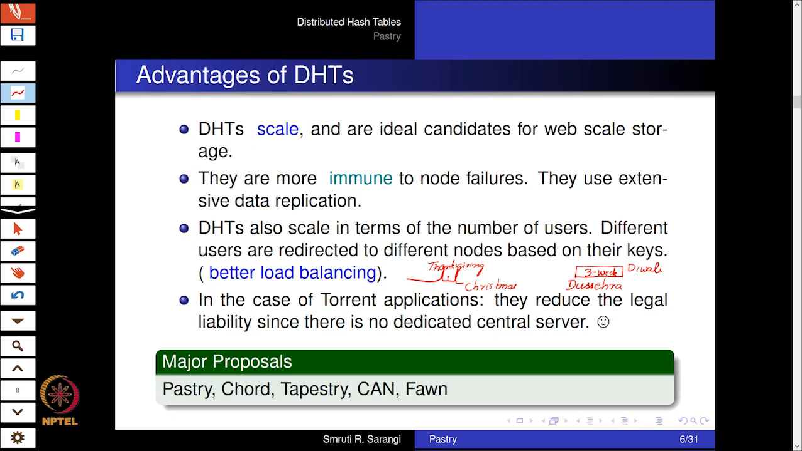So what we need is some amount of flexibility with adding such servers. Furthermore, many of you would have used BitTorrent-like applications.